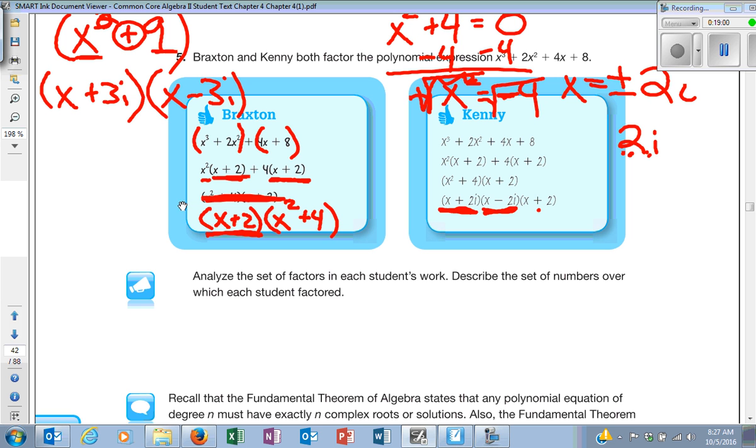What would the teacher have asked you if you were going to factor it like this? What is he only factoring it over? What number system? The reals. What did Kenny take it to? So that's how they're both correct. It depends on what you're trying to factor over. Does that make sense? If you're factoring over the reals, you can stop here and be done. If you're factoring over all numbers, including imaginaries, you need to go all the way to there.